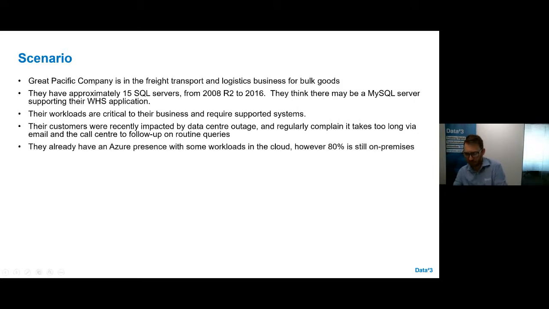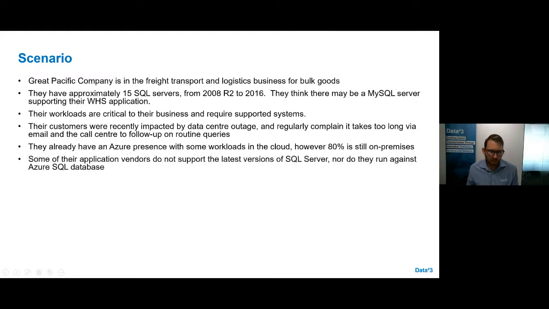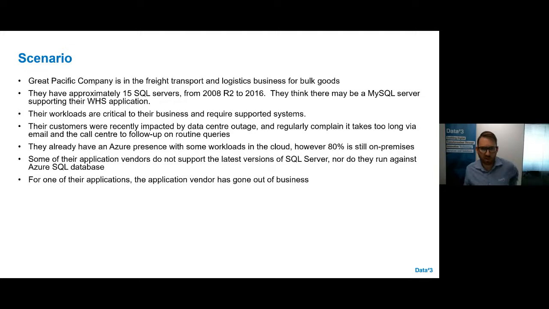They do have an Azure presence already for some workloads, but the bulk of it is still running in their data center. Some application vendors do not support the latest version of SQL Server. So this is one of the early questions we had from one of the attendees. Nor do they run against an Azure SQL database. So how do we cater for that? For one of their applications, the application vendor's gone out of business. This happens more often than we'd like as well.